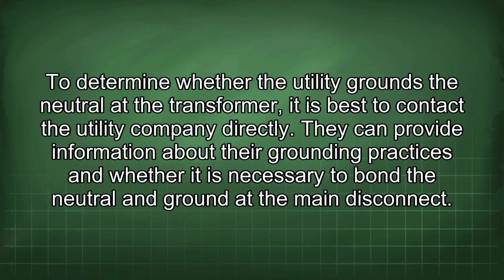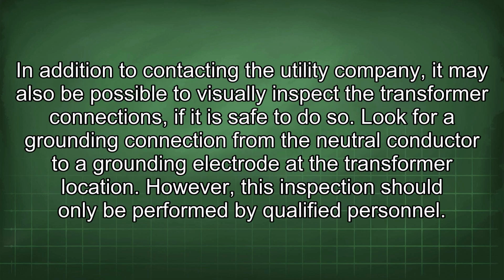To determine whether the utility grounds the neutral at the transformer, it is best to contact the utility company directly. They can provide information about their grounding practices and whether it is necessary to bond the neutral and ground at the main disconnect. In addition to contacting the utility company, it may also be possible to visually inspect the transformer connections if it is safe to do so. Look for a grounding connection from the neutral conductor to a grounding electrode at the transformer location. However, this inspection should only be performed by qualified personnel.